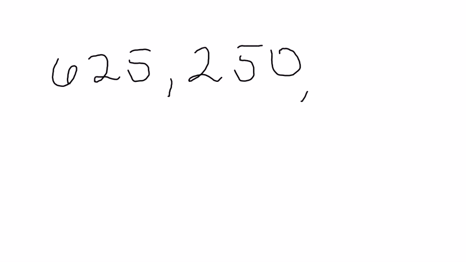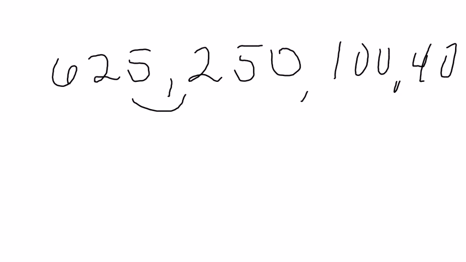For the next one, we got 625, 250, 140. Okay. So again, it wants the same thing. It wants the next 3 terms, and it wants basically the rule. What are we doing here? Well, if you divide this out, you're going to get 2.5. And then between those two, you get 2.5. So the rule is divide by 2.5.